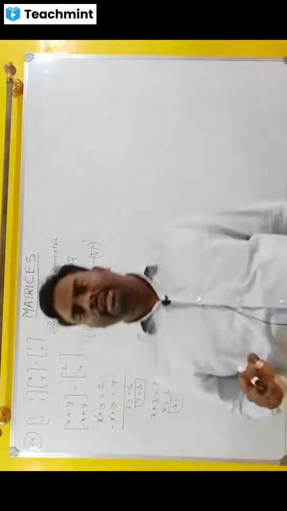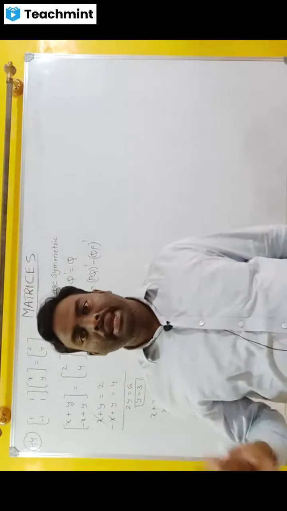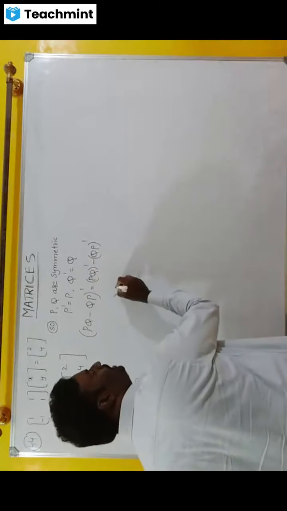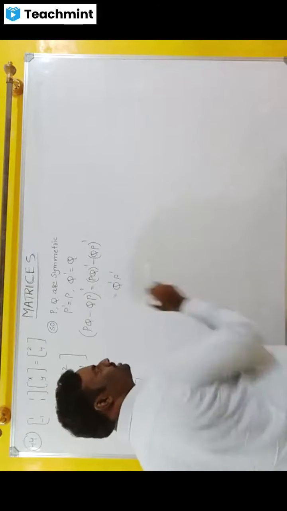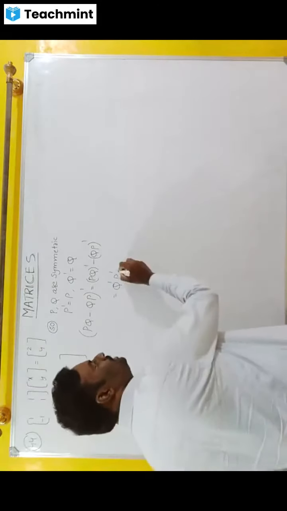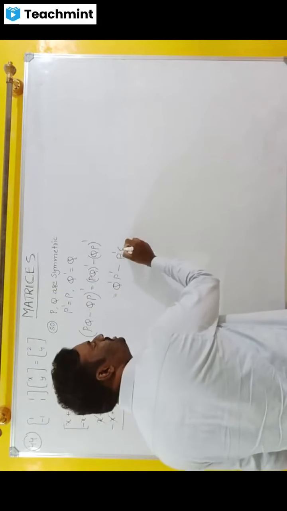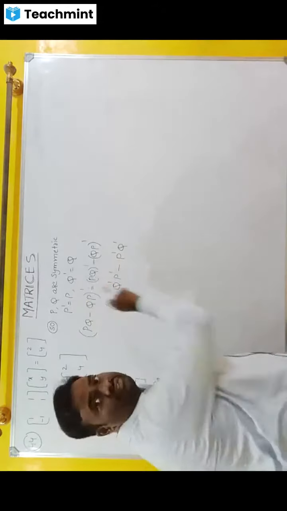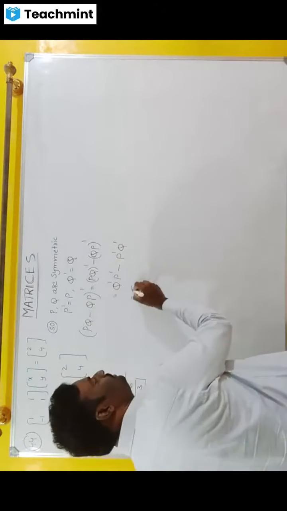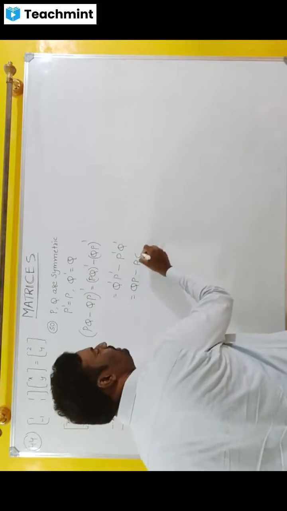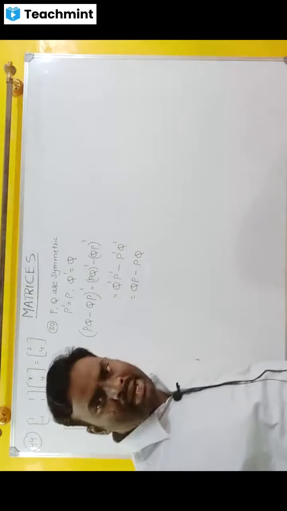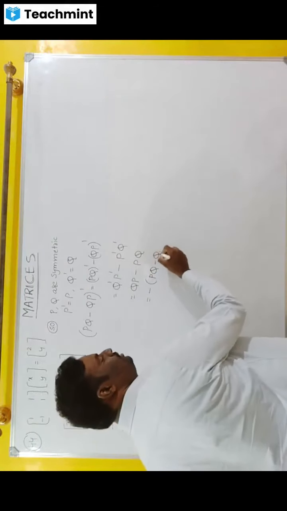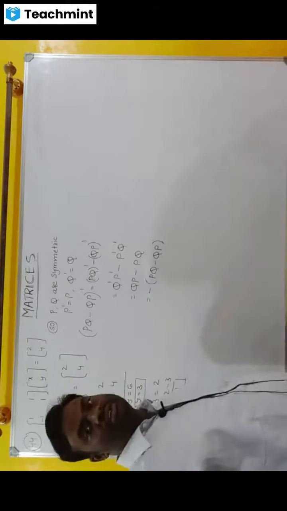So we have one more property: AB whole dash is equal to B dash into A dash. First we need to take the second matrix. That equals PQ whole dash is nothing but Q dash into P dash, minus QP whole dash is nothing but P dash into Q dash. In place of P dash we will take P, in place of Q dash we will take Q. That is nothing but QP minus PQ. We will take minus common in this expression. Then what will you get? PQ minus QP.